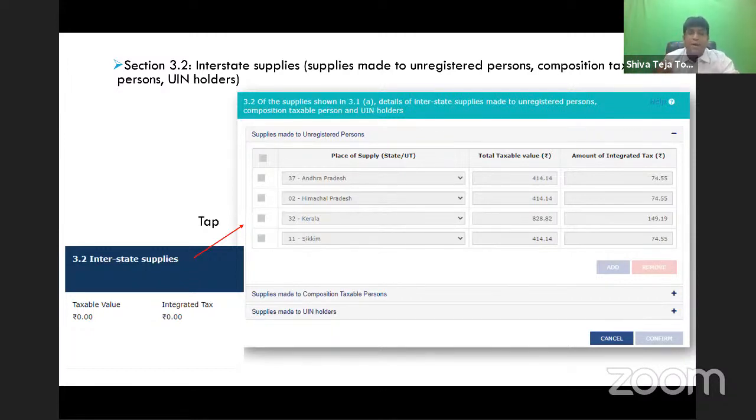And out of that, what are the details of outward supplies made as interstate supplies to unregistered persons, composition taxable persons, and UIN holders? That also will show separately.